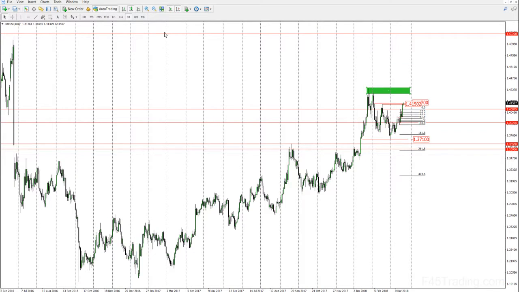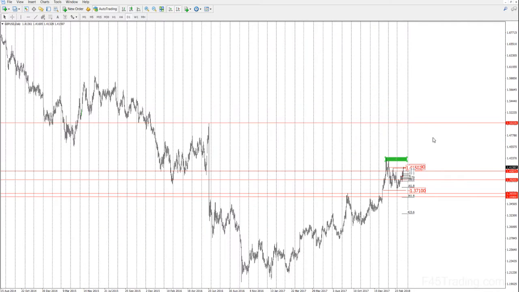On the weekly, again, I discussed this during the live session earlier today, but I'm looking for price to eventually get above these highs here, which this green box delineates, and then I would like to see price run these pre-Brexit highs up in here. That's a long ways away. I mean, that's 1,000+ pips, I believe. Little under 1,000 pips.